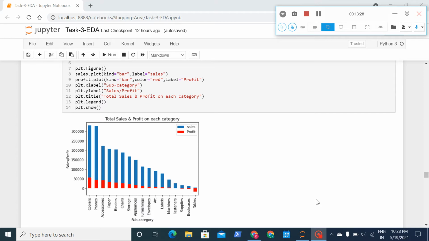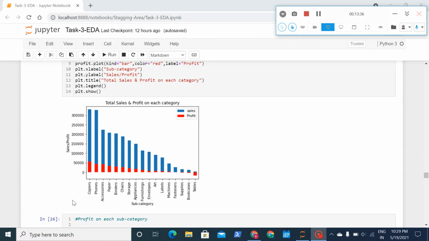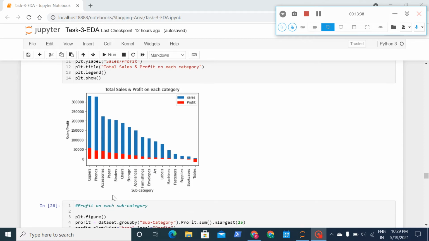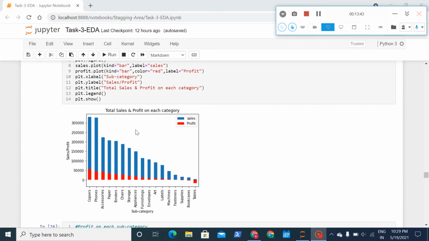Next, we will be plotting total sales and profit for each subcategory. Here, I will be plotting the sales and profit of subcategories like copiers. We can see that this blue color bar represents the sales and the red represents the profit. Copiers stand at the top in the bar graph, while tables have the negative profit. That is, there is no profit in tables, there is a loss in tables.